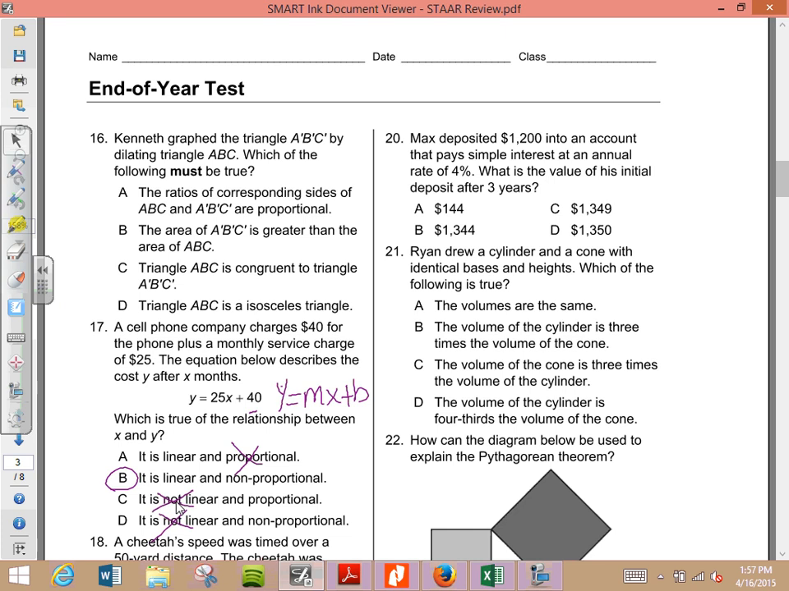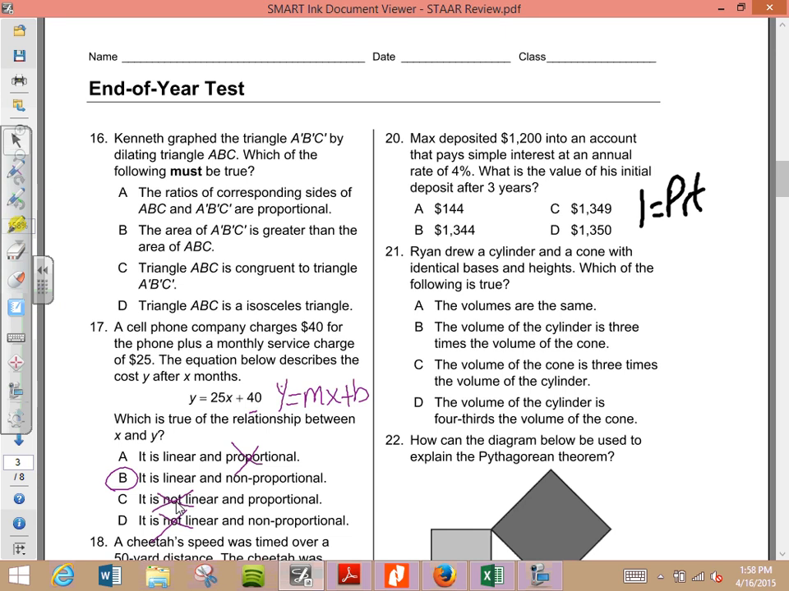Max deposited $1,200 into an account that pays simple interest at an annual rate of 4%. What is the value of his initial deposit after 3 years? Why do you think it's A? What do you do when you use the formula I equals P times R times T? What is that giving you? It gives you the simple interest, right?